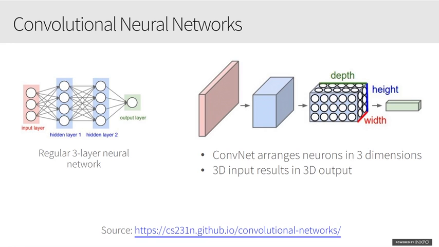And so this is a very good visualization of the sources right there of what a regular 3-layer neural network looks like on the left side, but then what a ConvNet looks like here on the right side, where basically your 3D input results in a 3D output, okay?